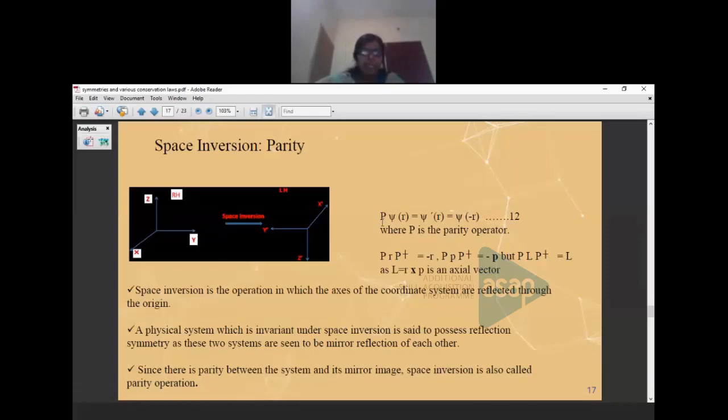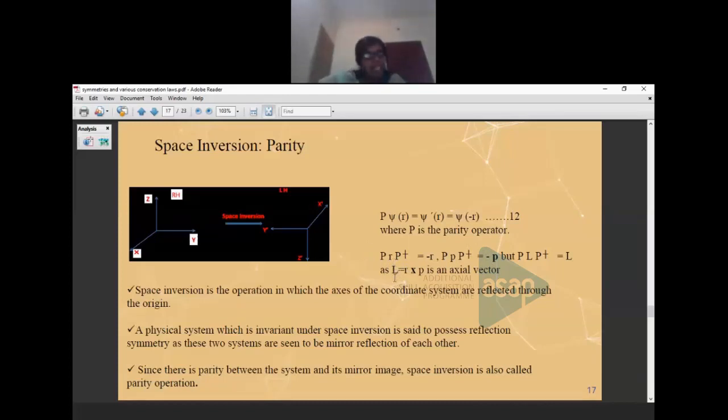Psi of r is a displacement. What will happen? Because again it is a vector, it will reflect, it will invert. So psi prime of r is actually psi of minus r, the parity of it. Now, P r P dagger: when you do a parity operation, when you say there is a transformation, there is always a minus. Similarly, when you use P, and small p is our momentum, there is again a minus. But when you do a parity or symmetry operation or a unitary transformation on L, it does not change.